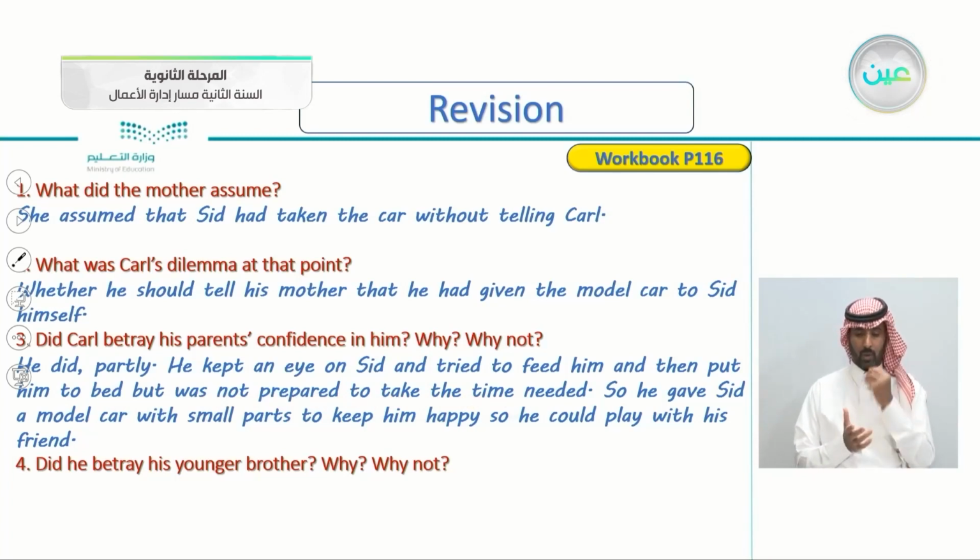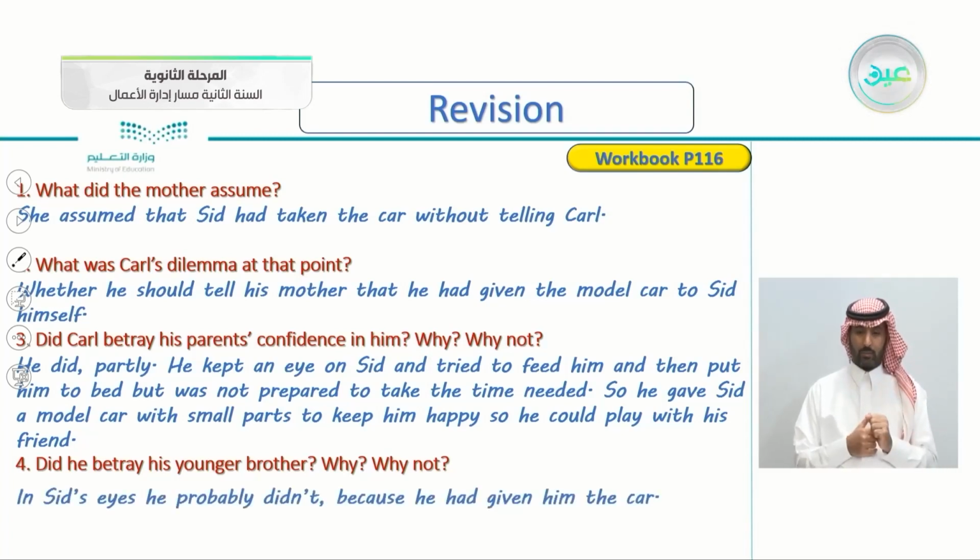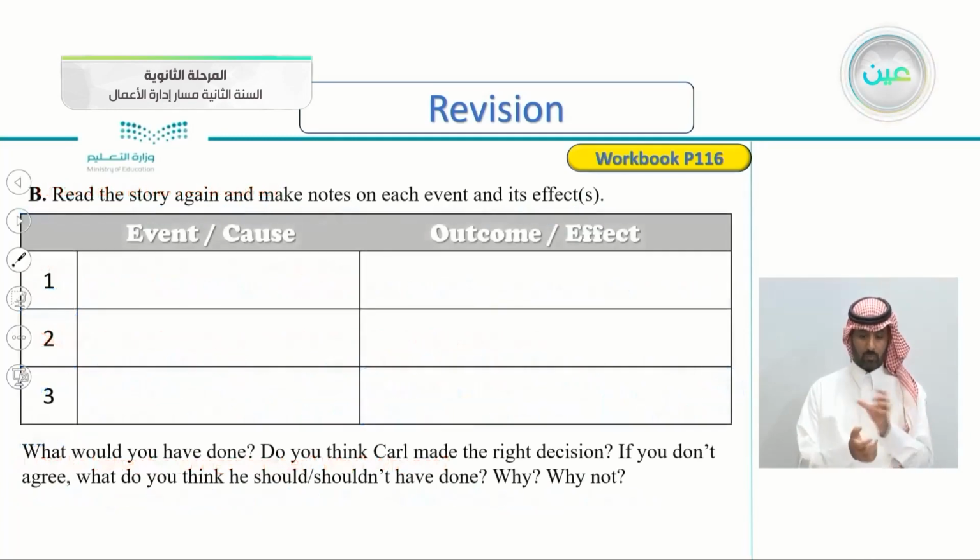So he gave Sid a model car with small parts just to make him happy, so he could play with his friend. So, yeah, that's why I said he did betray, but partly. Did he betray his younger brother? Why or why not? I said here, in Sid's eyes, in his own opinion, he probably didn't, because he had given him the car, because his brother wanted the car, so that's why he gave it to him.